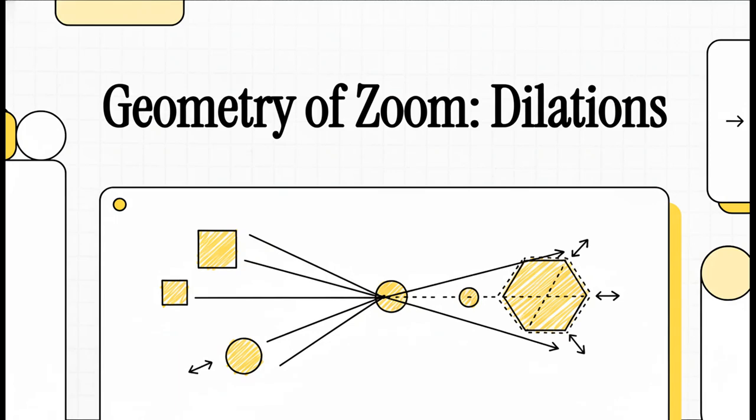You know that thing you do every single day, probably without even thinking about it, pinching and zooming on your phone screen? Well, it turns out there's some really cool geometry hiding behind that simple gesture. And today, we're going to pull back the curtain on it.